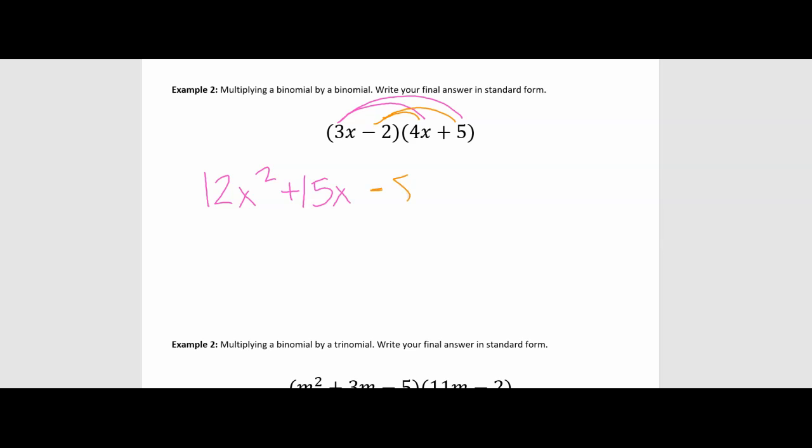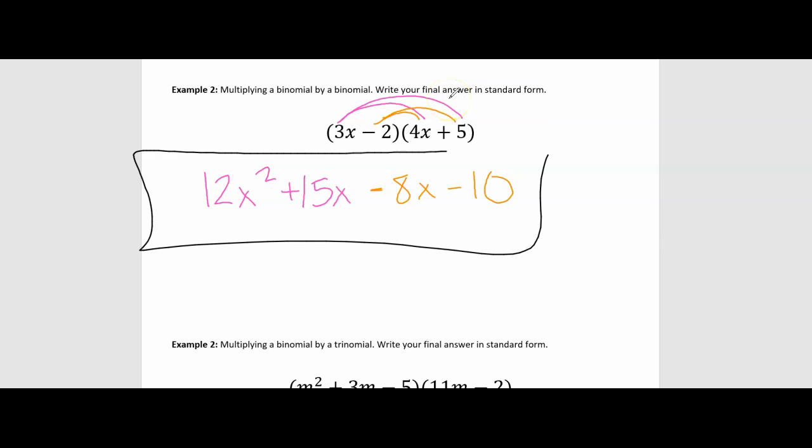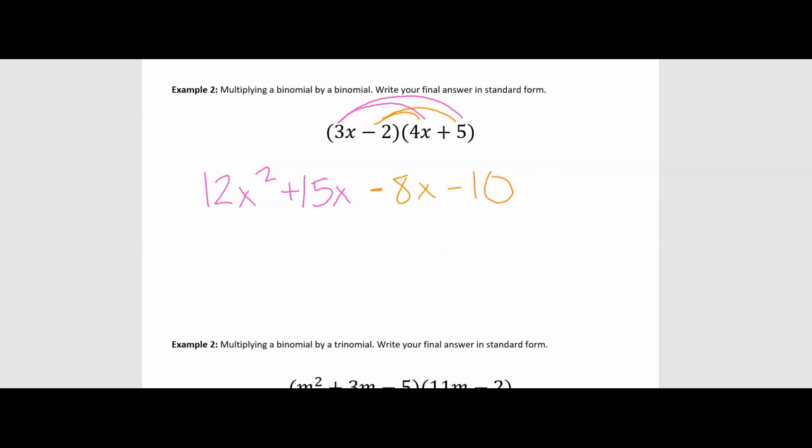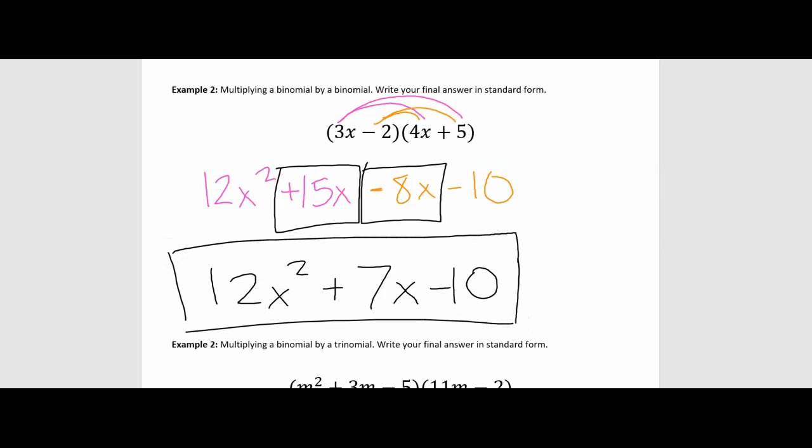So I'm going to get negative 8x minus 10. Now you may be tempted to just box up your answer and call it a day, but we're not done simplifying yet. This is not in standard form because we have not combined all the like terms that are possible. Right, we can combine these two middle terms to get 12x squared plus 7x, 15x minus 8x is 7x, minus 10. Now we have an answer that is in standard form.